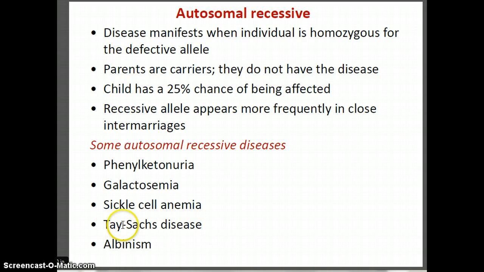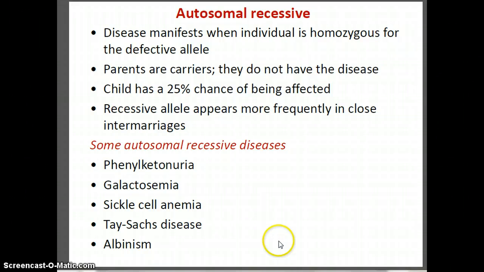For example, Tay-Sachs disease, which is a neurological disease and generally causes death within the first 2 years of a child's life, is predominantly found among Eastern European Jewish people who tended to marry very close in their family, perhaps cousins, for example. Sickle cell anemia is found in many people of African origin because having just the trait, not the disease, but just one recessive gene, would give some degree of resistance to malaria.